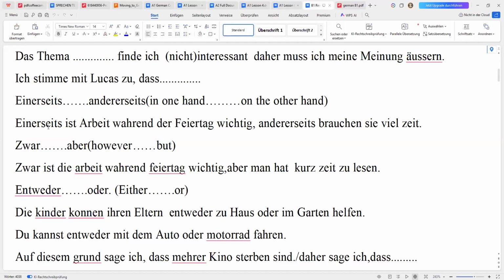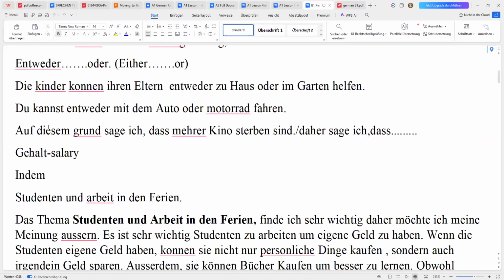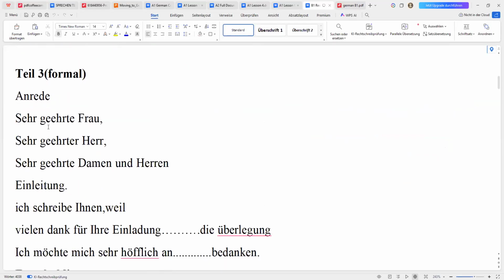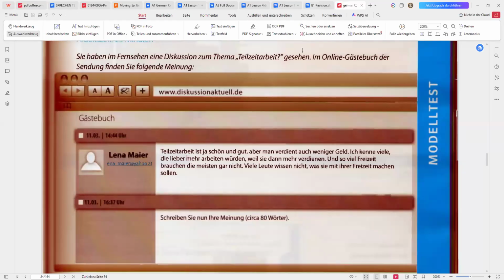I hope we are together up to there. Good. So that is on the Teil 2.